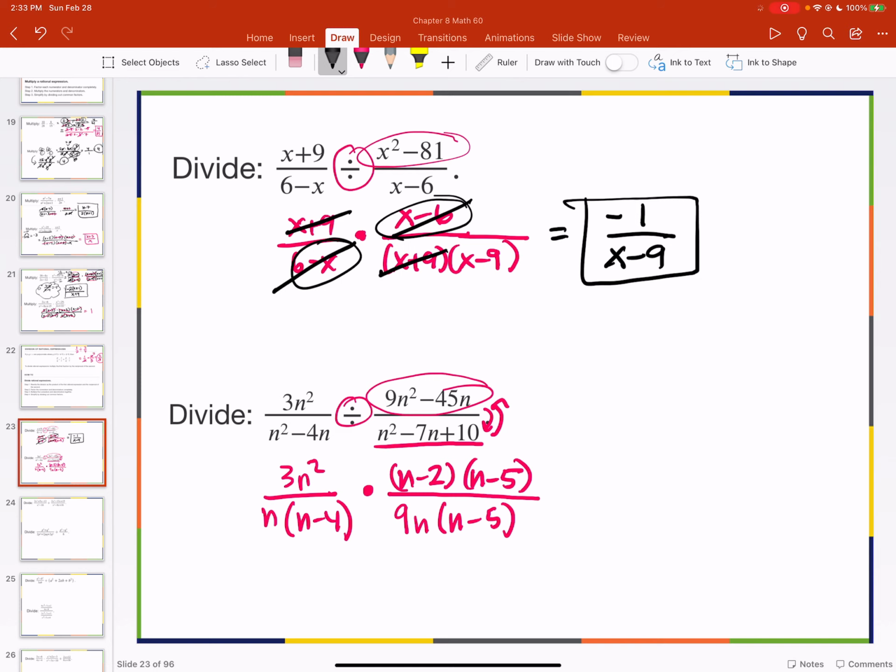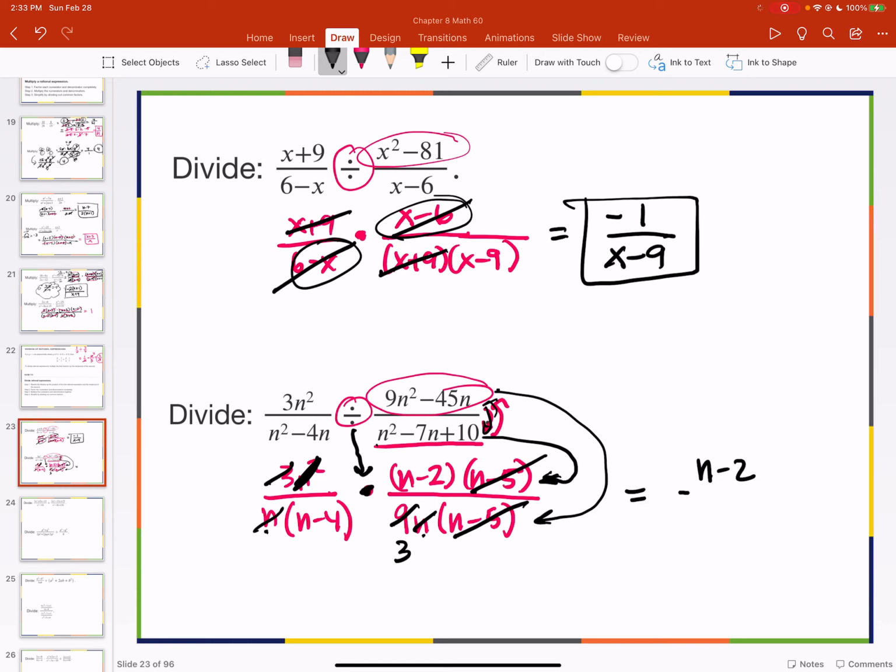So again, to recap, we changed the division to a multiplication problem, and we switched the numerator with the denominator. So this denominator is now the numerator. This guy's now this guy, and then this one here is now in the bottom, okay? So now we can cancel. 3 goes into 9 3 times. These n minus 5's cancel. I have n times n, that's n squared, so these two n's cancel out with this n squared. So then finally, you're just left with n minus 2 on the top, and then 3 times n minus 4 in the denominator, and that's it. Okay.